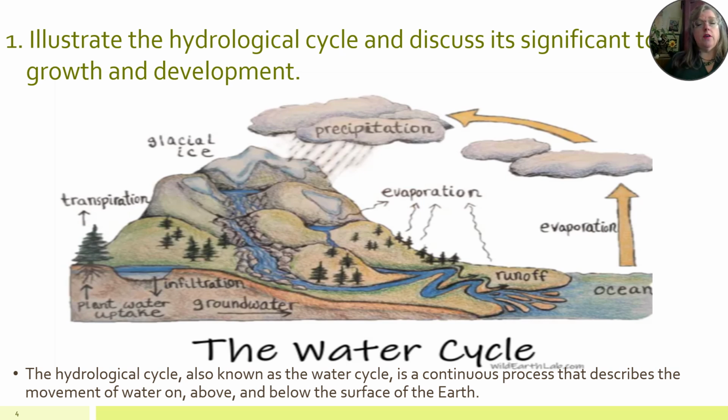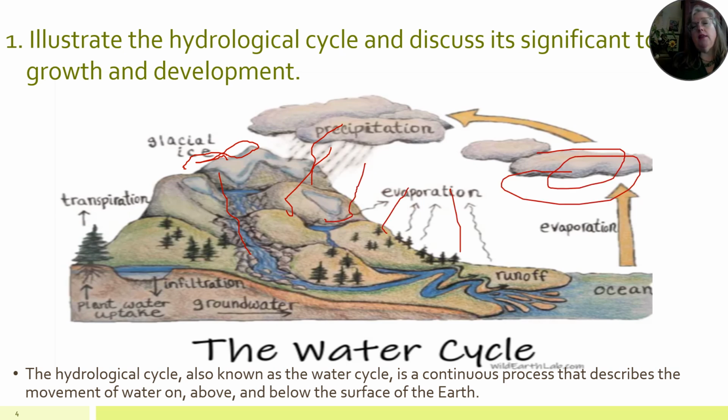This is known as the water cycle, a continuous process that describes the movement of water on and above and below the surface of the earth. In this picture, we have glacial ice starting to melt, moving down this way. We have rain coming down the mountains, precipitation, and then, of course, it evaporates back up into the clouds. Once you have your clouds made, they're going to slide over here and drop their water. We have more evaporation off the surface. Once they drop their water, you have this runoff going down here to refill the oceans.